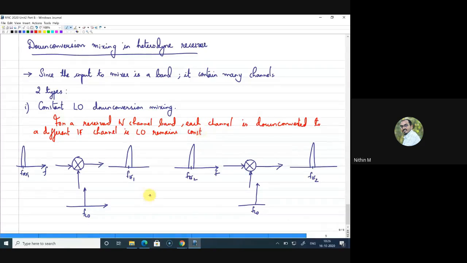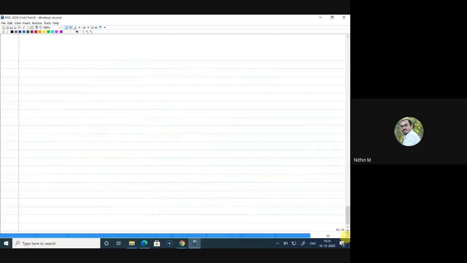So just to represent it, we can write it as IF is varying with respect to FRF. So each RF channel is giving you a different IF channel, right? So this is one way to down convert, so that the LO frequency will be always stable or always constant. Now the other type can be, instead of making LO frequency constant, we can make this LO frequency variable.